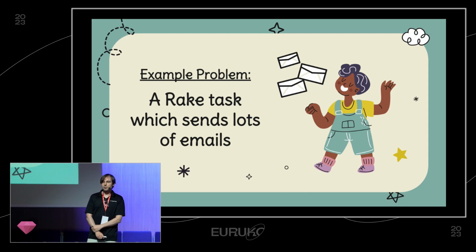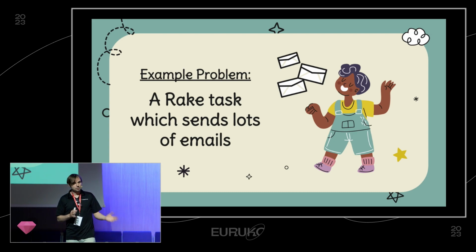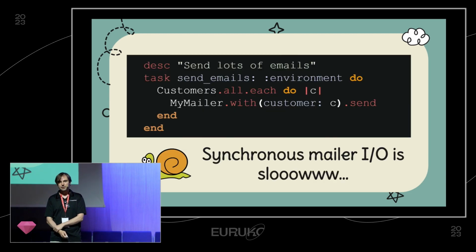So we're going to start with an example problem that many of you have probably encountered. We're going to do a rake task which sends emails. In our case, our system sends daily reminder emails. Hey, your reservation is coming up tomorrow. And we send that to all customers who have an email and have a reservation tomorrow.